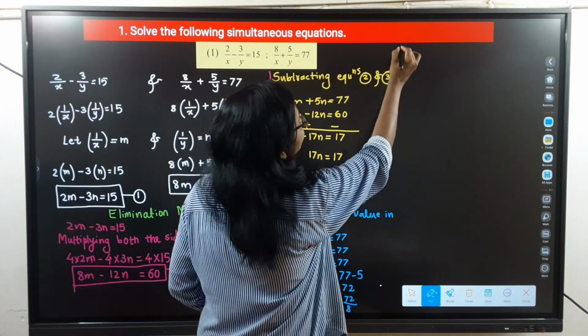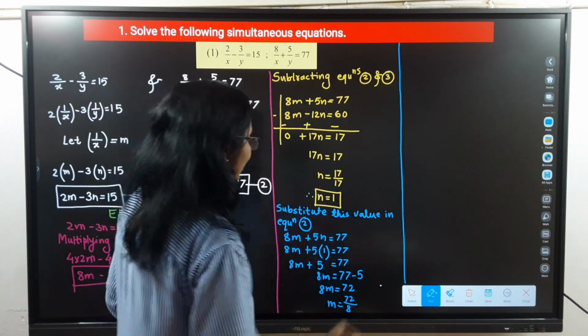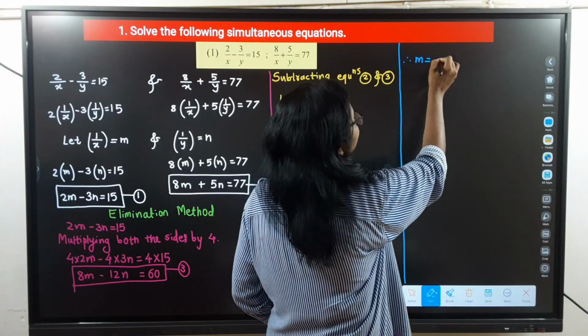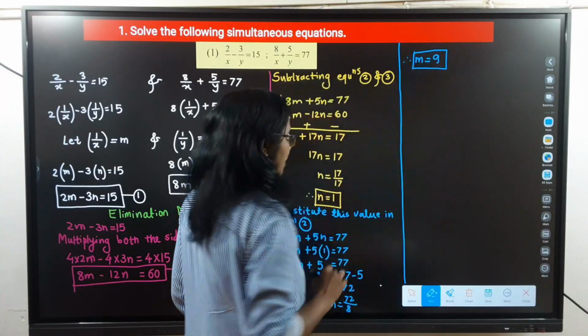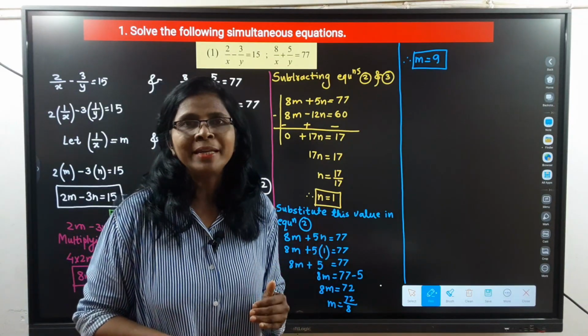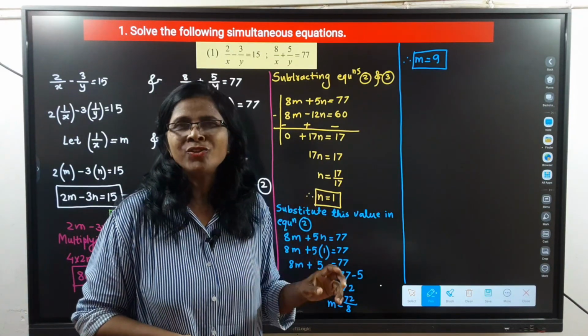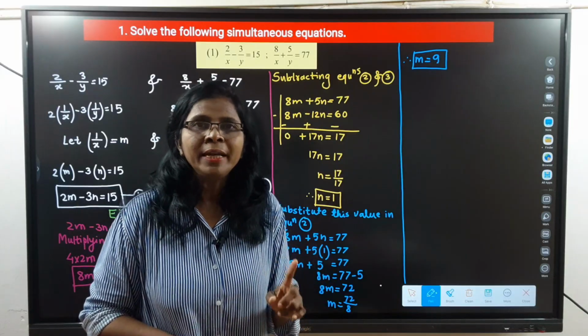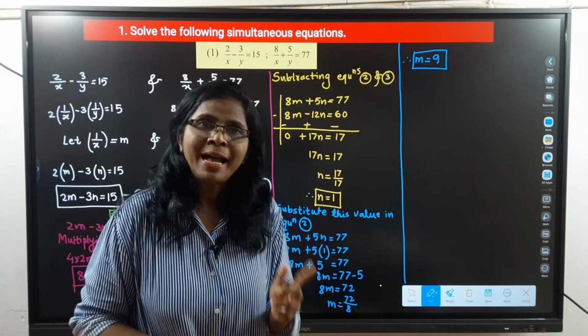And therefore, finally we have the value of m. m = 72/8 = 9. So we have both the value of m and n. But here, students, we solved the simultaneous equations which are in non-linear form, in the variables x and y. So we have to find the value of x and y.